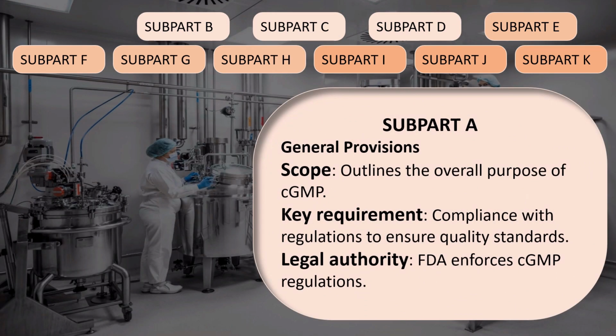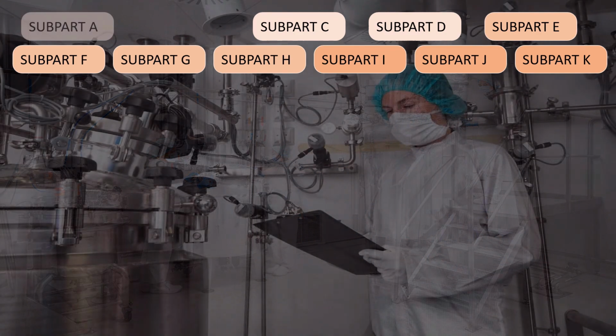Subpart A, General Provisions. Subpart A of 21 CFR 211 contains scope and definitions. Scope contains the minimum current good manufacturing practice for preparation of drug products for administration to humans or animals. And definitions contains explanations of the terms and references used in this part.